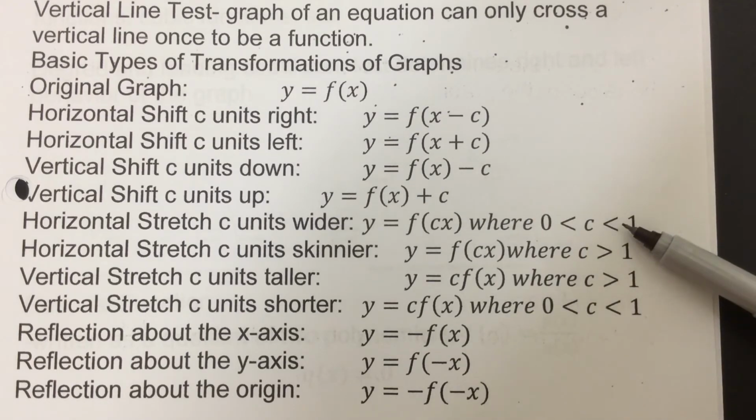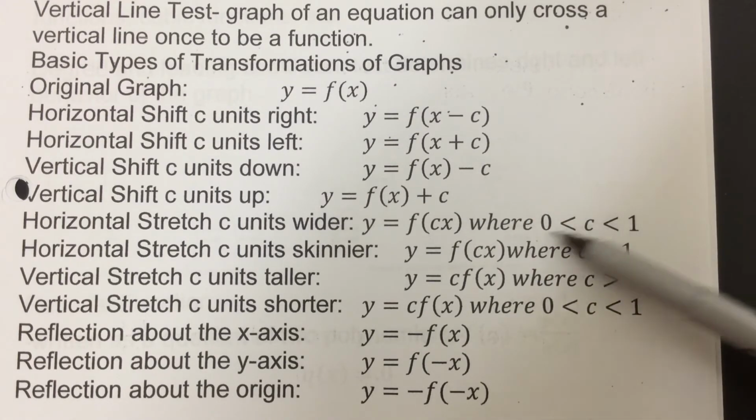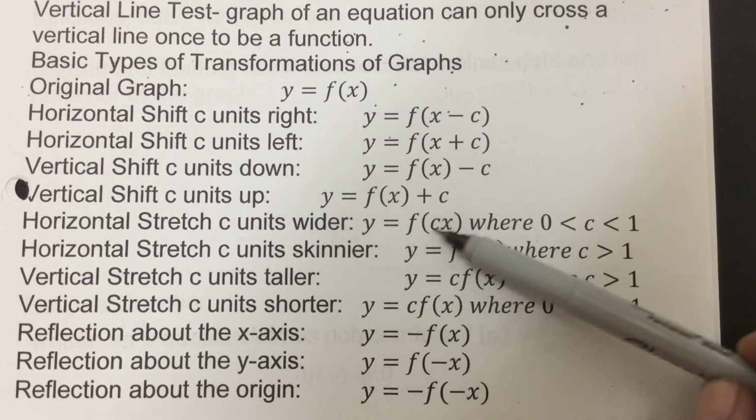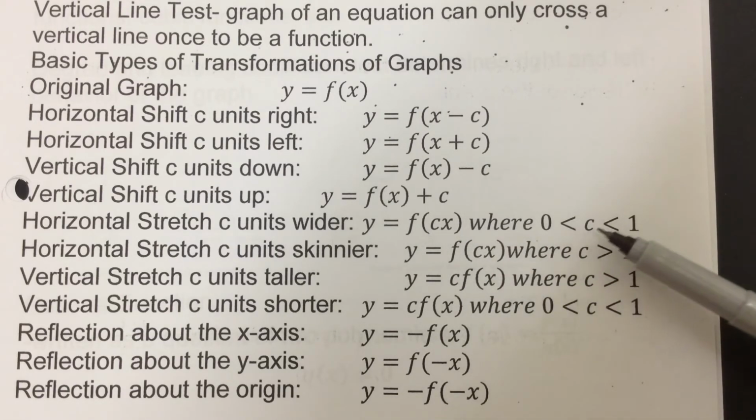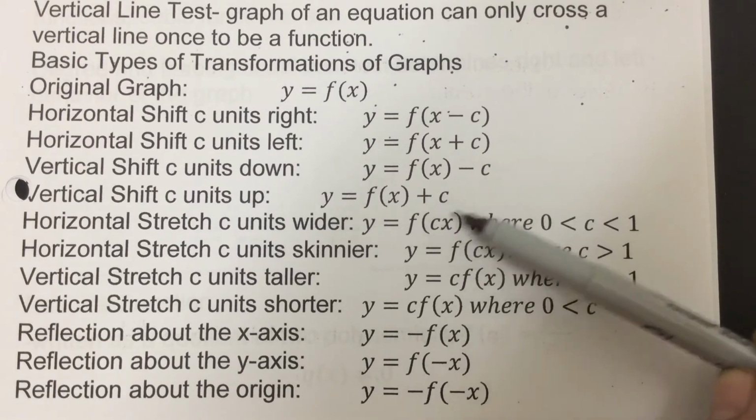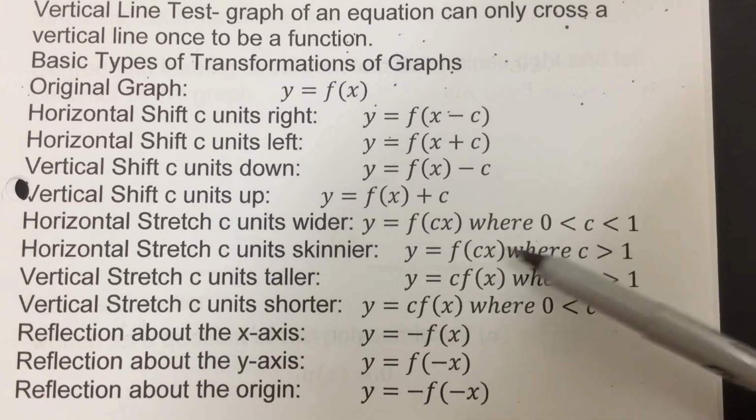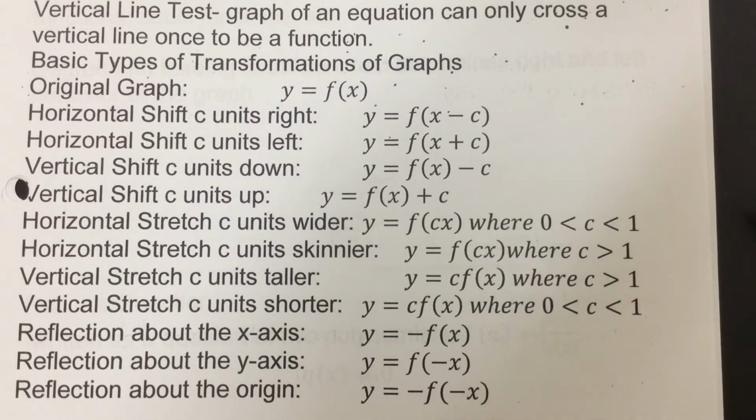To make it wider, we're going to be between 0 and 1. We're going to multiply by that on the x on the inside. So think, if this is smaller, that's going to make our graph wider. If this is bigger than 1 and we multiply by it, that's going to make it skinnier. So wider, skinnier, again, inside affects horizontally, and it's always opposite of what you think.